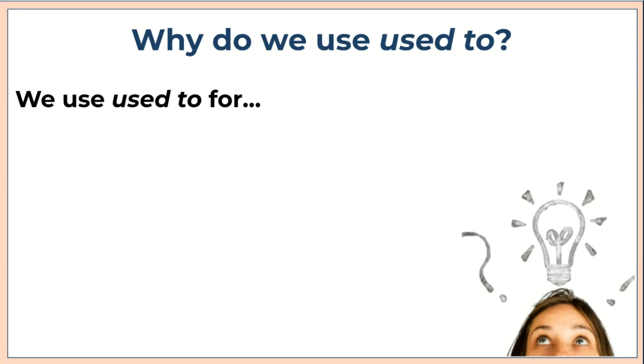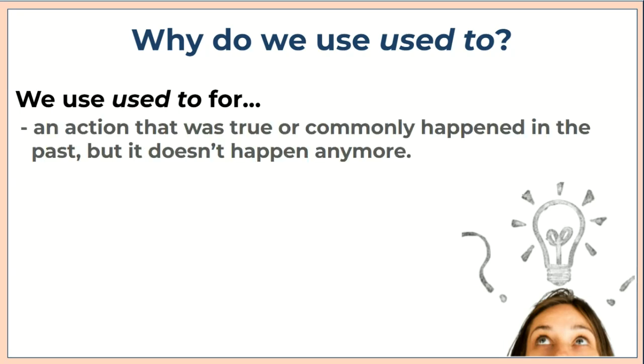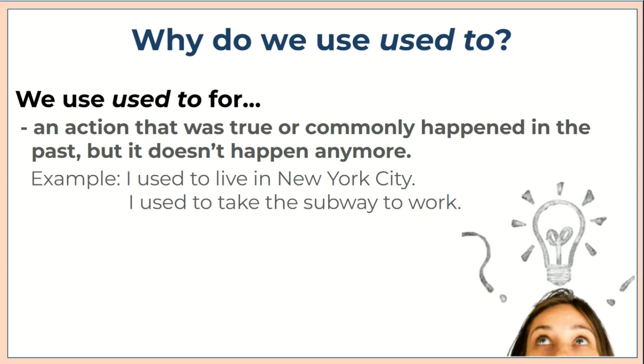Two reasons mostly. We use used to for an action that was true in the past or happened in the past, possibly a routine in the past, but it doesn't happen anymore and it's not true anymore. An example of that might be, I used to live in New York City, or I used to take the subway to work, right? In these situations, the person lived in New York City in the past, but they don't anymore. And this person took the subway to work in the past, but they do not do that anymore.